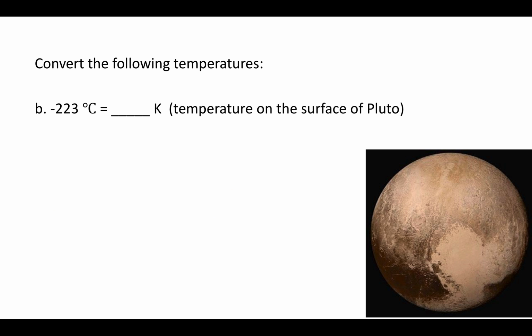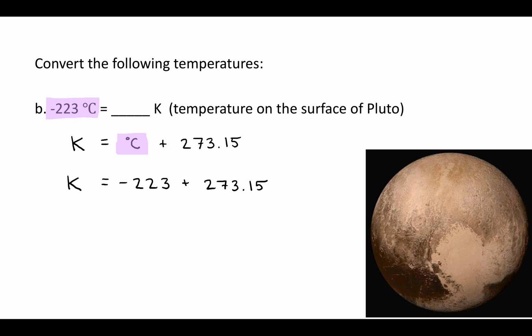Now, what if you have negative 223 degrees Celsius? How many Kelvin is that? That's the temperature on the surface of Pluto, a dwarf planet that's furthest away from the sun in our solar system. Well, to go from Celsius to Kelvin, you use this equation. Kelvin equals degrees Celsius plus 273.15. So we have degrees Celsius. We're going to plug that in, that negative 223. So we'll have Kelvin equals negative 223 plus 273.15. Plug that into a calculator. You should get Kelvin equals 50.15 Kelvin. That is the temperature on the surface of Pluto in Kelvin.